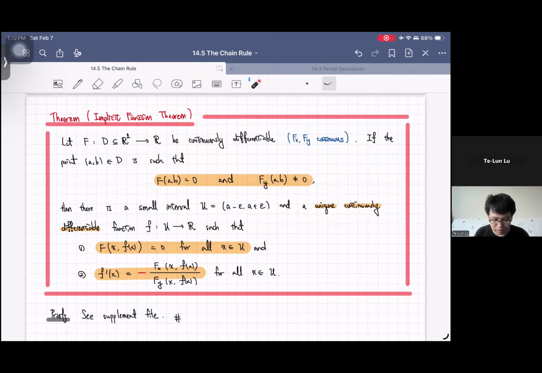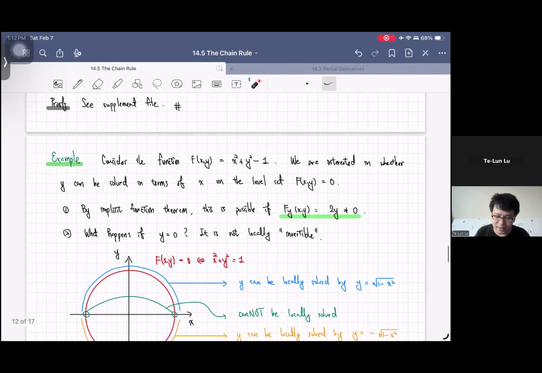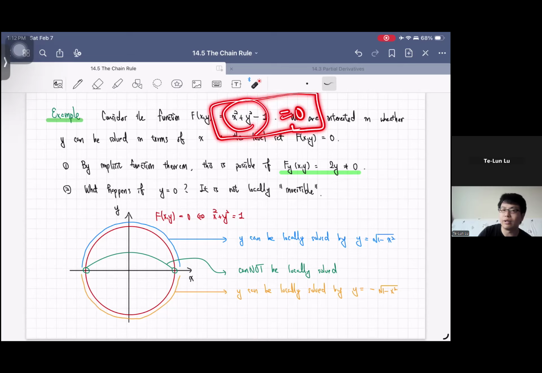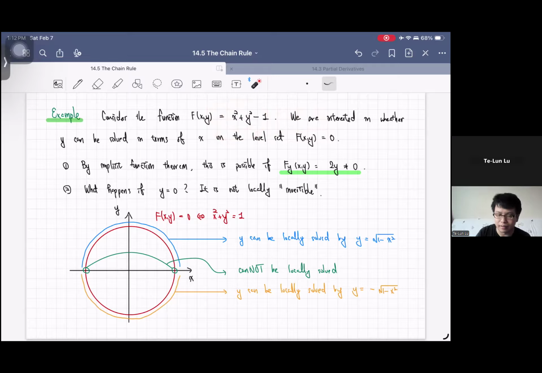Okay, so maybe an example is better to understand what that theorem is actually saying. This is a very classical example. Given a function F(x, y) equals x squared plus y squared minus 1, we know that this level curve is simply a circle with center 0 and radius 1, right? So now we're interested in whether y can be solved locally in terms of x on this level set.